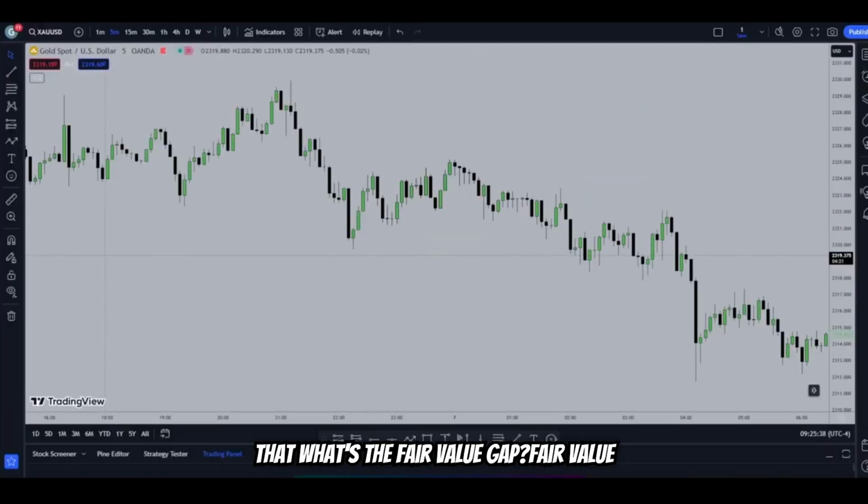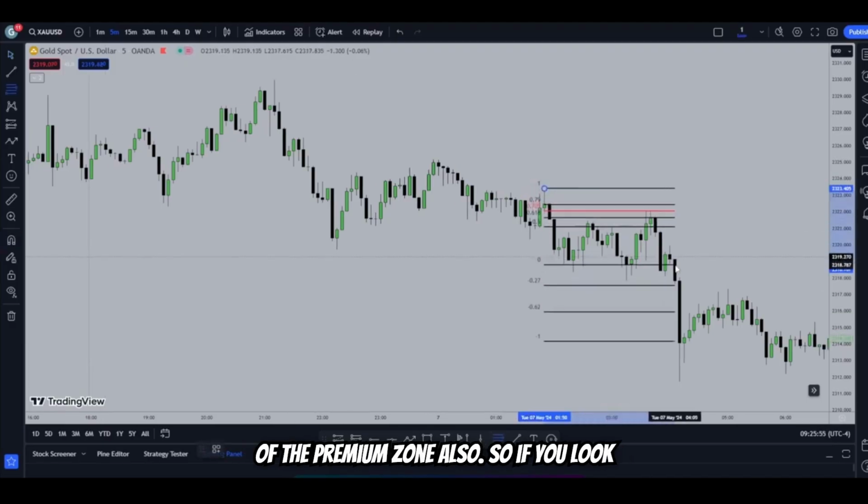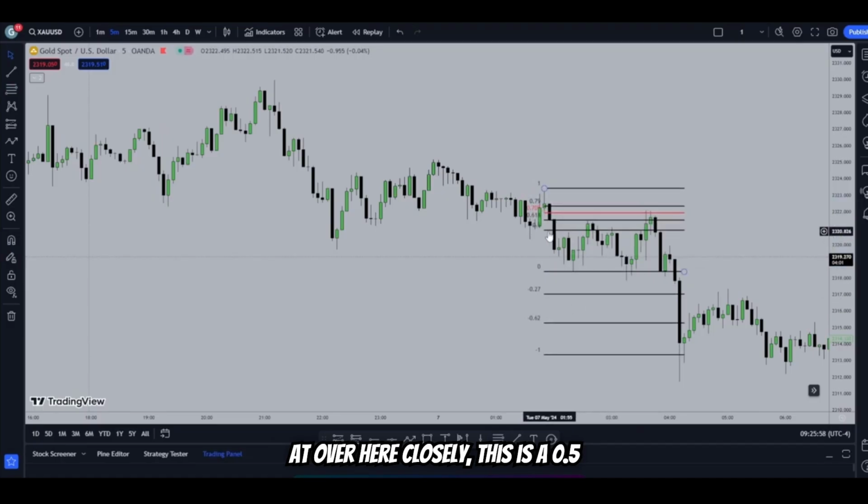You have understood what the fair value gap is. A fair value gap is a gap which is in a fair value. If it is bullish, it will be in a discount zone, and if it is bearish, it will be in a premium zone. What do I mean by that? I should show an example of the premium zone also. If you look closely, this is a 0.5 level.